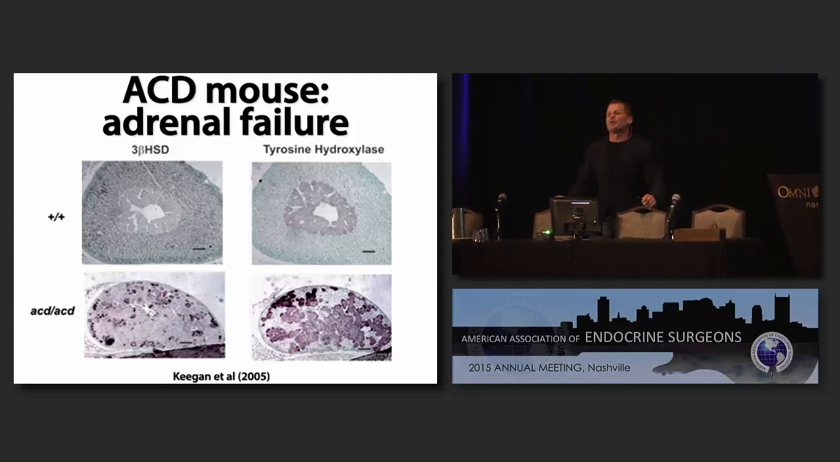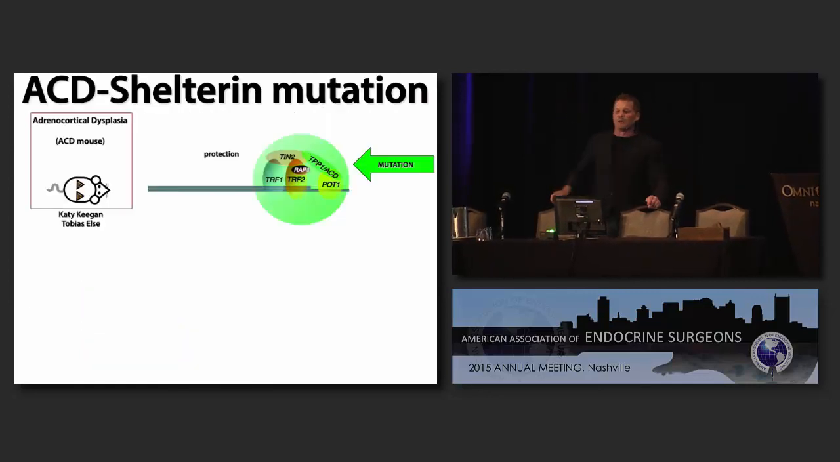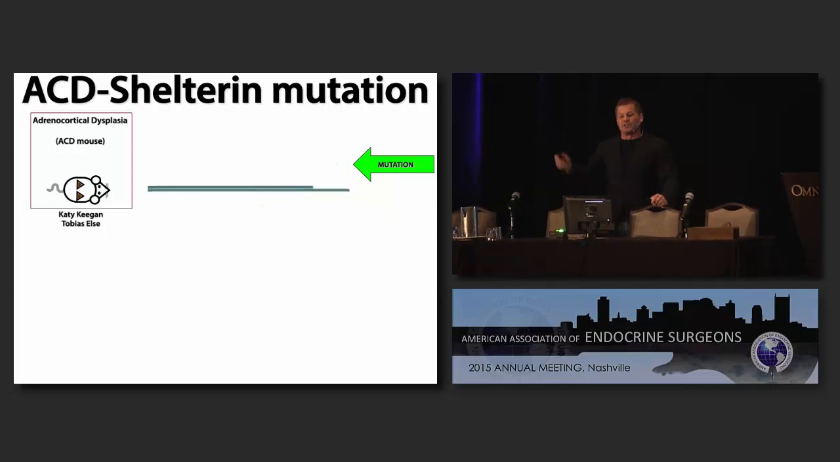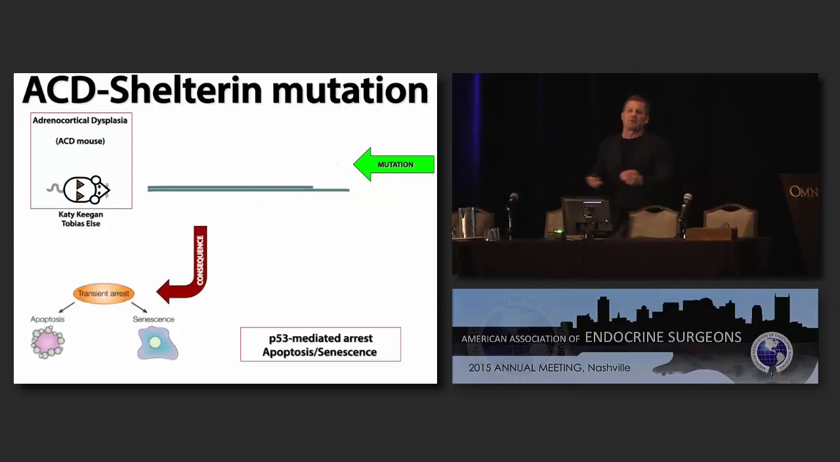Well, Katie Keegan cloned the gene responsible for this adrenal failure phenotype, and lo and behold, it was a component of the sheltering complex, that little end of the chromosome that keeps it from fraying. She posited that if it's lost, you're going to have naked DNA, and you're going to go into P53-mediated arrest, and you're going to have death or failure of these cells. And she postulated that, because telomerase is only in the stem cell, this was resulting in stem cell death, stem cell failure, adrenal failure.